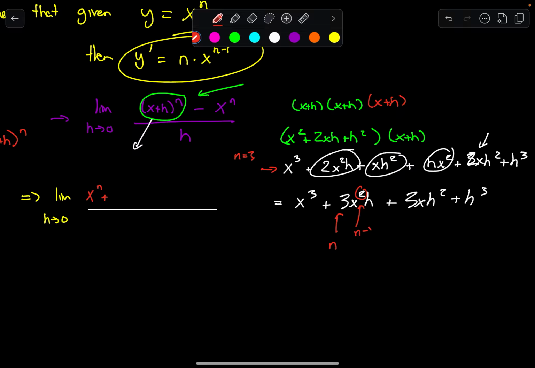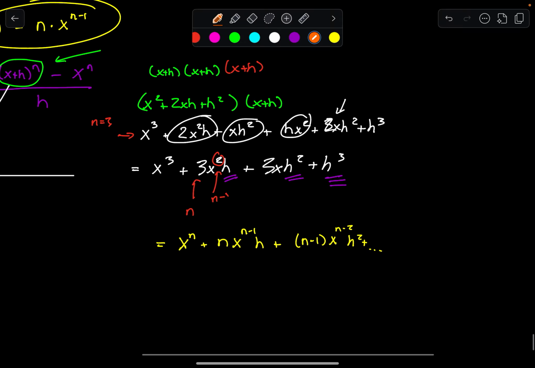Okay? One more thing you're going to have to notice is that there's only one h attached to this first term. There's two h's here, and there's three h's here. And I claim, basically, the point of me doing this is that in the long run, I'm going to have an x to the n, and then I'm going to have n, x to the n minus 1, h, and then I'm going to get n minus 1, x to the n minus 2, h squared plus... And this pattern will continue until I hit plus h to the n. All right?